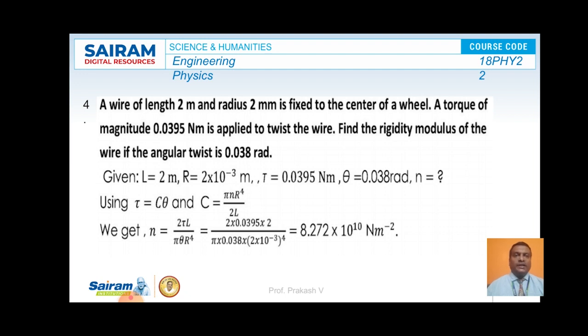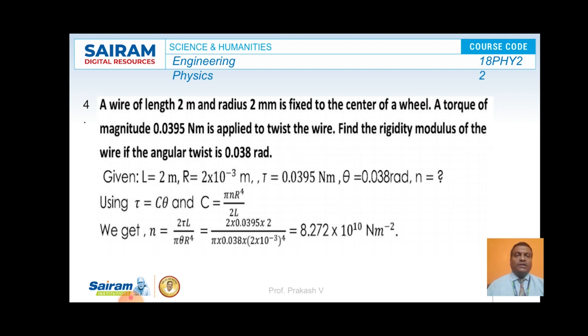As per the data given, L is 2 meter, r is 2 into 10 to the power of minus 3 meter, torque T is 0.0395 Newton meter, and theta is 0.038 radians. So here we have to calculate what is n, that is rigidity modulus of the wire.